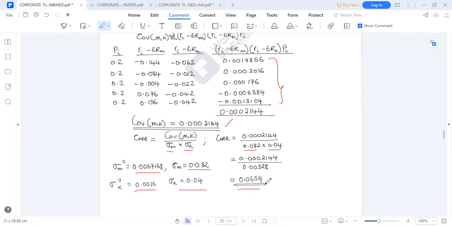So here we're looking at what? The correlation. This is how we calculate the correlation. Okay, is that clear? Are we moving together?